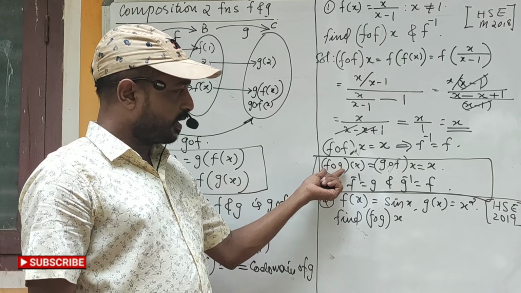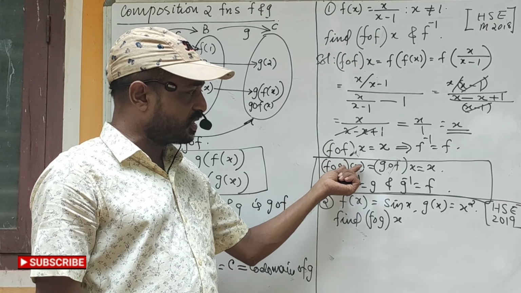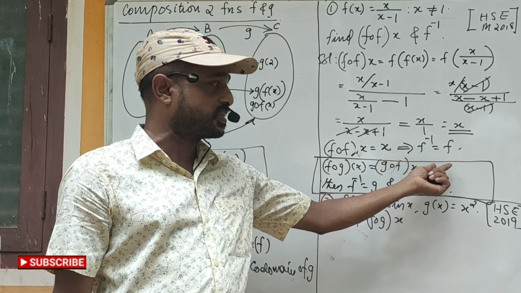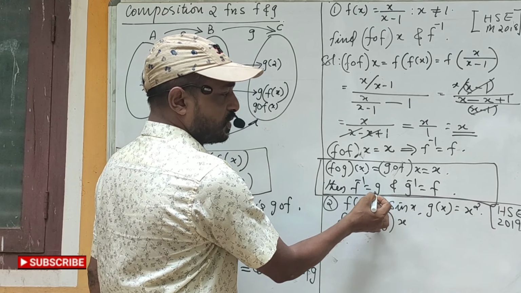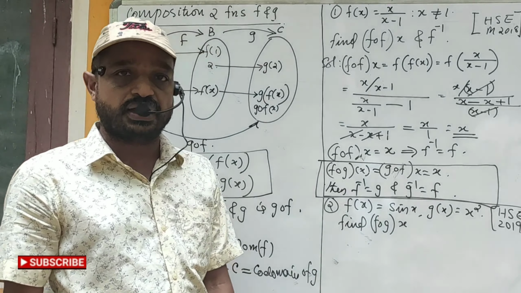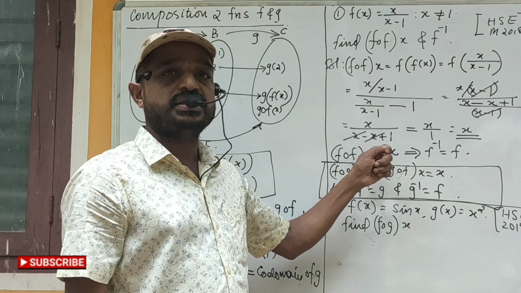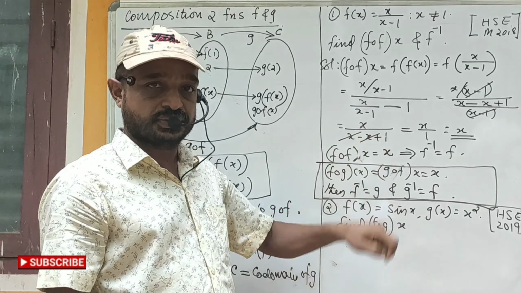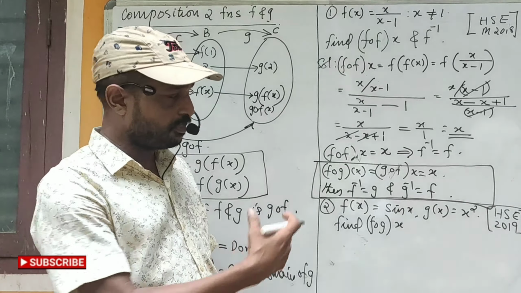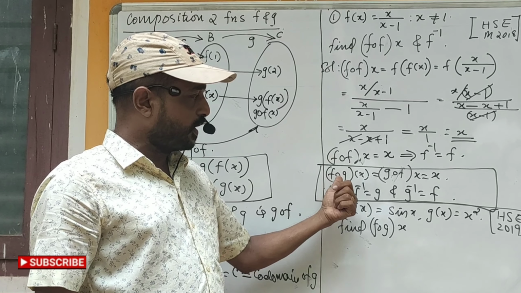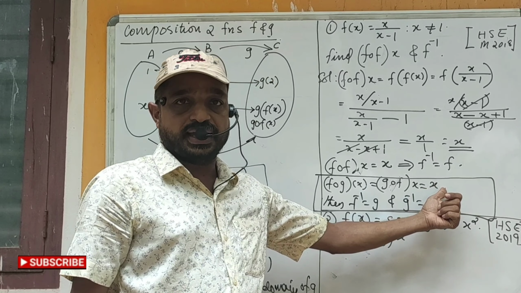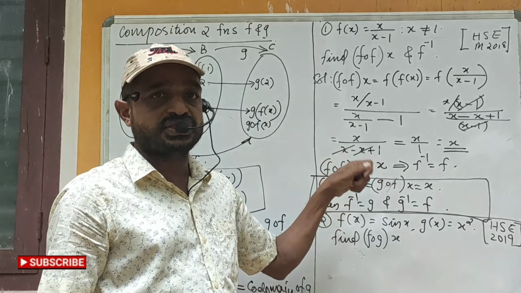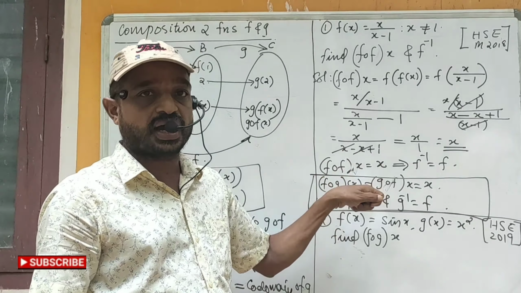Once again, if f composition g of x is equal to g composition f of x is equal to x, then what does it mean? f inverse is equal to g and g inverse is equal to f. That means f and g are inverses of each other. Is it clear? Let me repeat once more. If f composition g of x and g composition f of x are equal to x, then f and g are inverses of each other. Okay, let us go to the second problem.